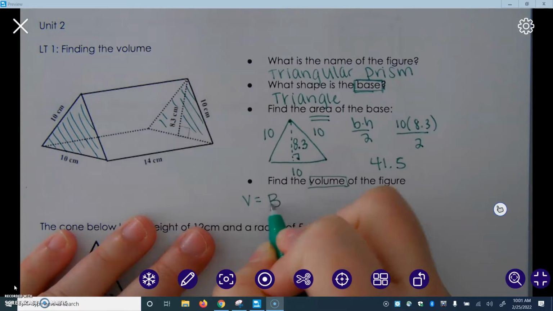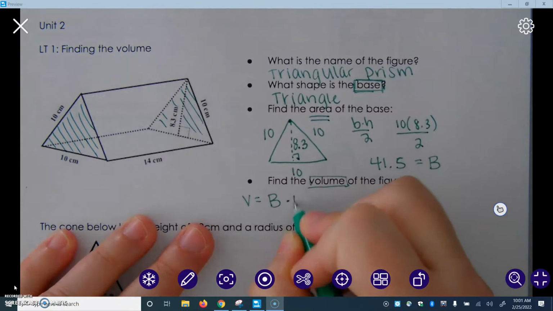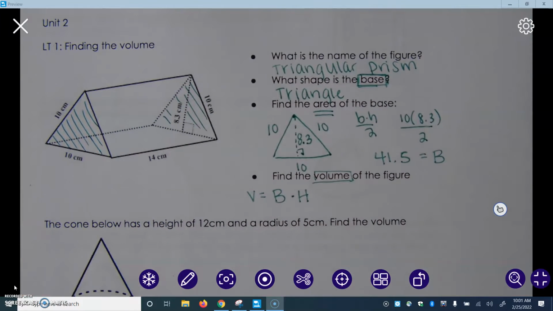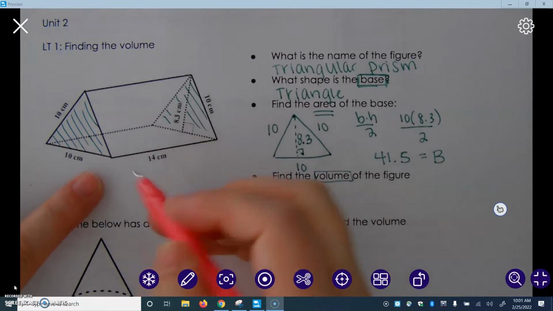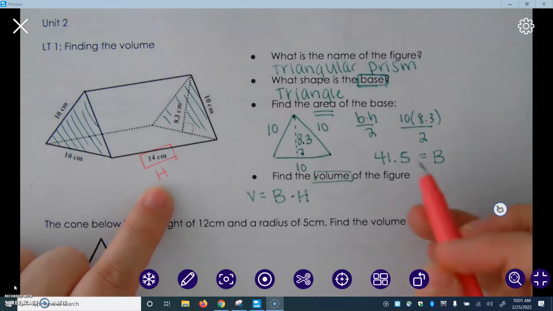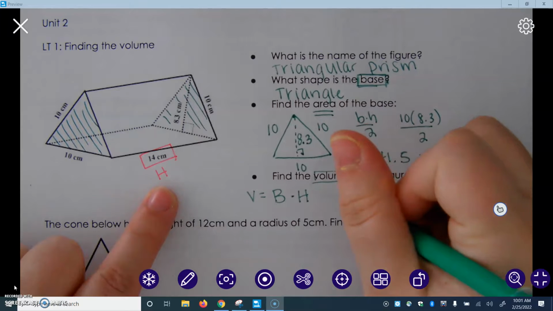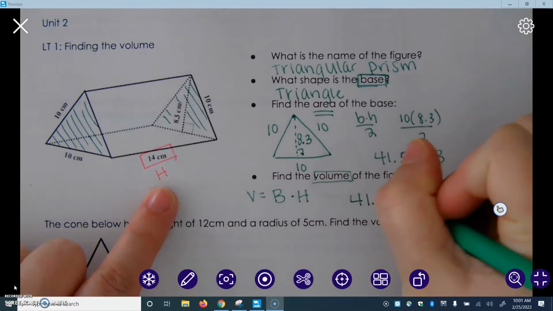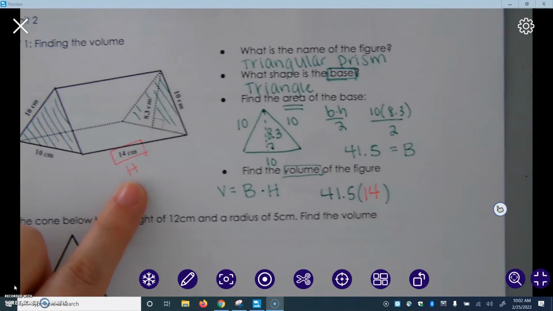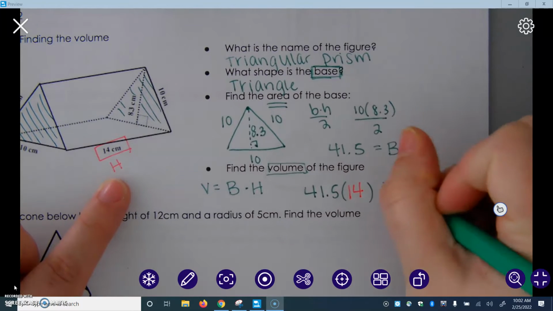So to find the volume of all prisms is area of the base, which is what I just found. That's what the 41.5 is, times the height of the whole entire shape. The height is the side that connects the two triangles together. So this is the height. So I'm just going to do my 41.5 times my height, 14, and that will be my volume. So 581.